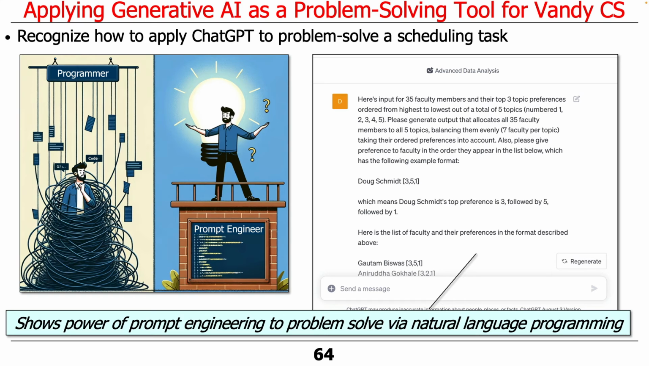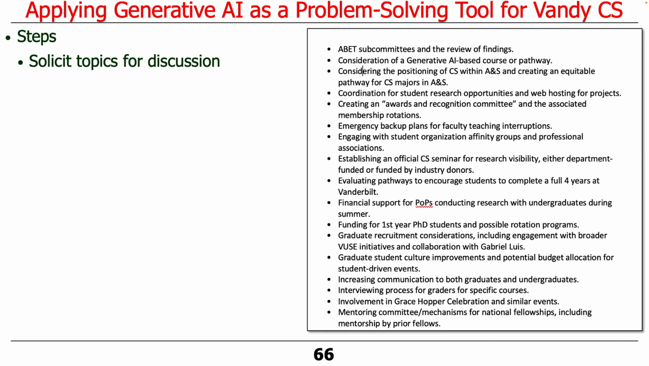So this is an example that came from a faculty meeting that we had for computer science faculty about 8 months ago or so. And this is a demonstration of how prompt engineering is a more effective way of problem solving than programming in the traditional way, because we can use natural language programming. So here were the steps that we had to do.